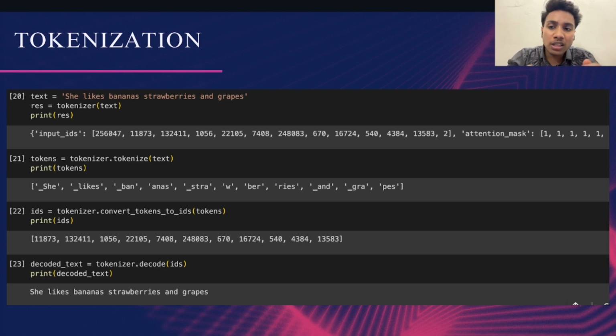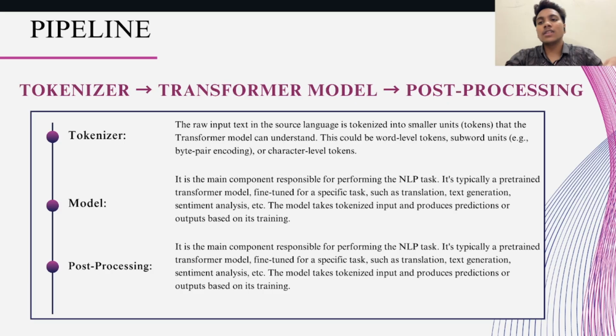So how exactly does the tokenizer work? We calculate tokens from our text, like here we call tokenizer.tokenize. Then we convert these tokens into some IDs. When we decode our text with tokenizer.decode, we get our text back: she likes bananas, strawberries, and grapes. This is our pipeline. The first part is the tokenizer, then it goes through the transformer model, and the last part is post-processing. Tokenization involves breaking down the original text into smaller parts called tokens, which are understandable by the transformer model.